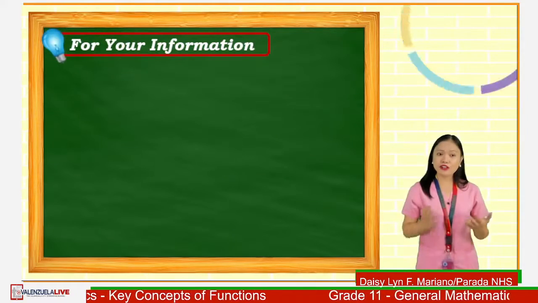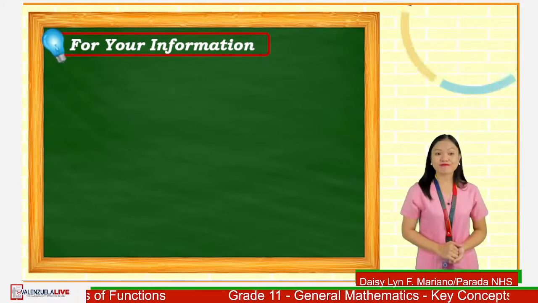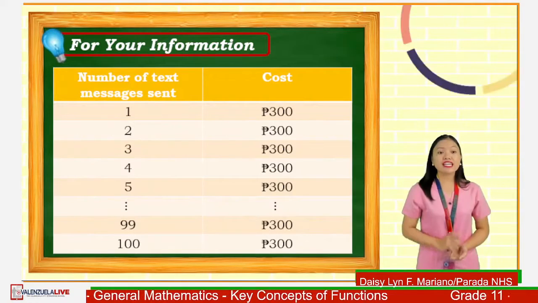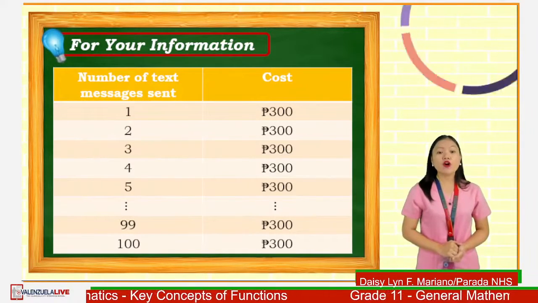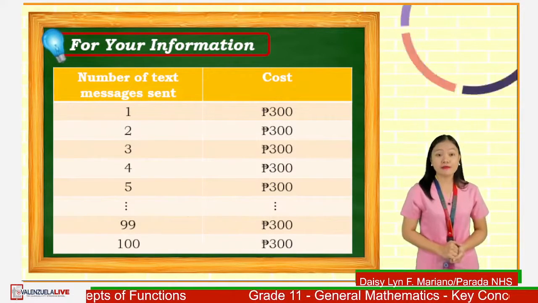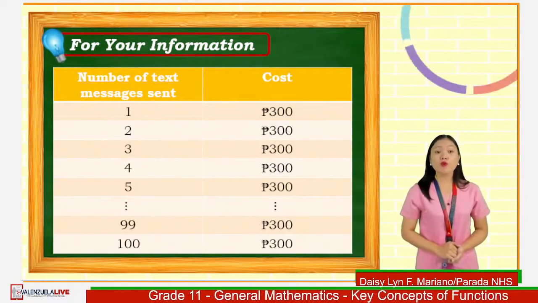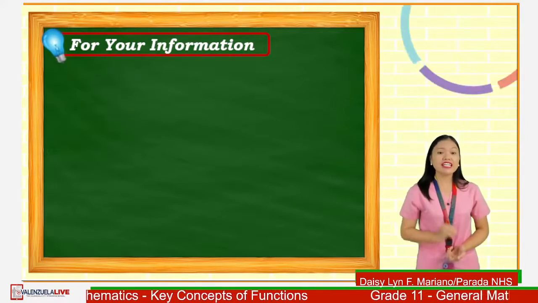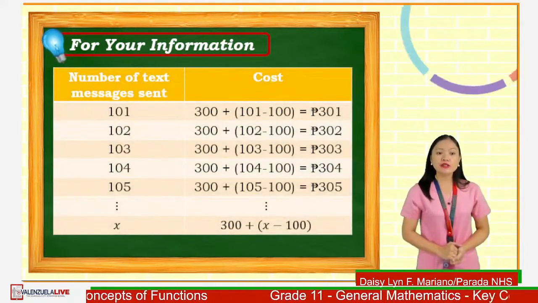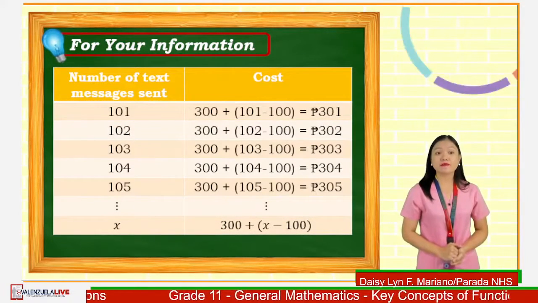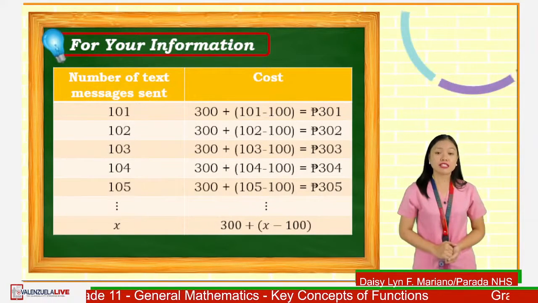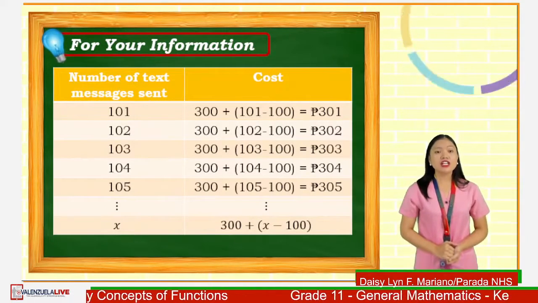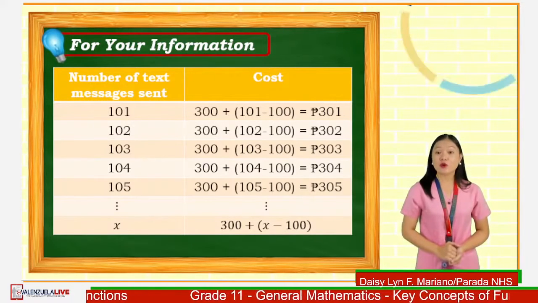Time's up. What is your answer? How did you get your answer? The table shows the number of text messages sent and its corresponding cost. It is stated in the problem that the plan includes 100 free text messages for 300 pesos. So, for sending at most 100 text messages, the cost is fixed at 300 pesos. However, in excess of 100 text messages, you will be charged 1 peso for every message sent. So, for sending 101 text messages, you will be charged 301 pesos. For sending 102 text messages, you will be charged 302 pesos, and so on.